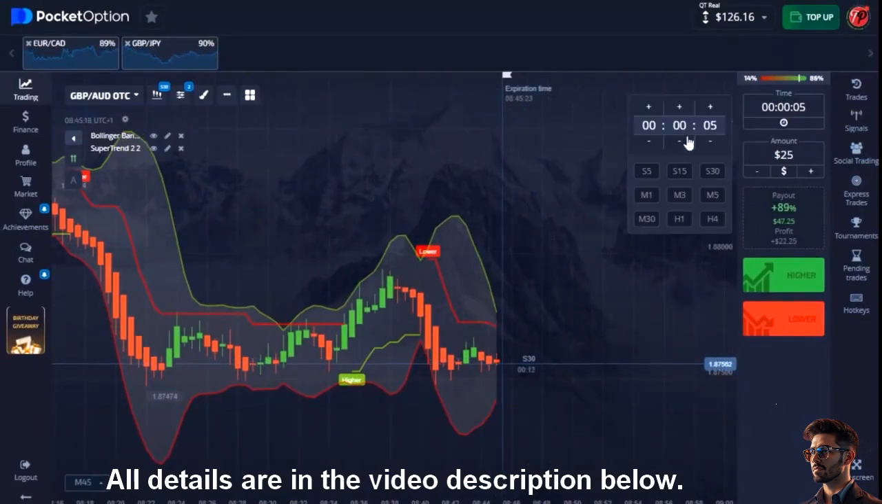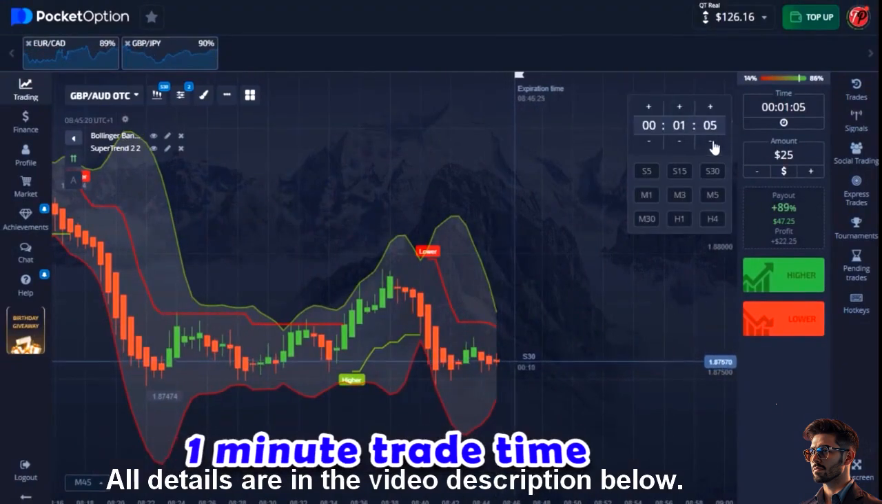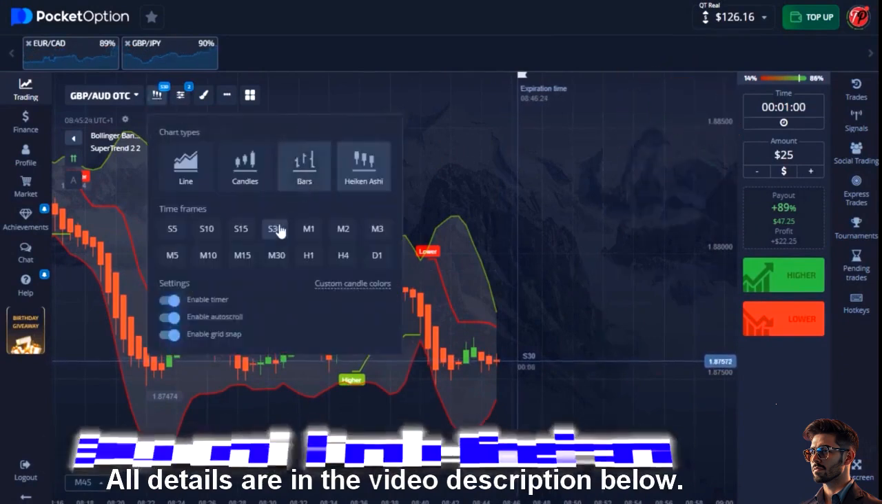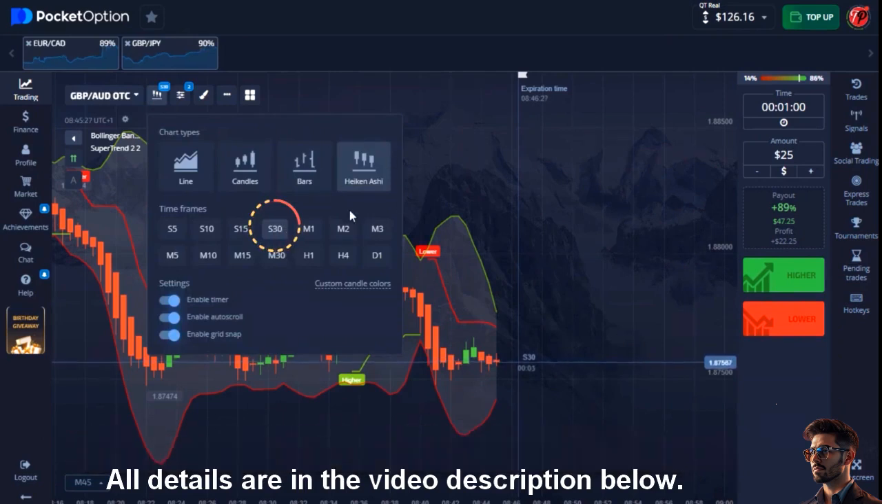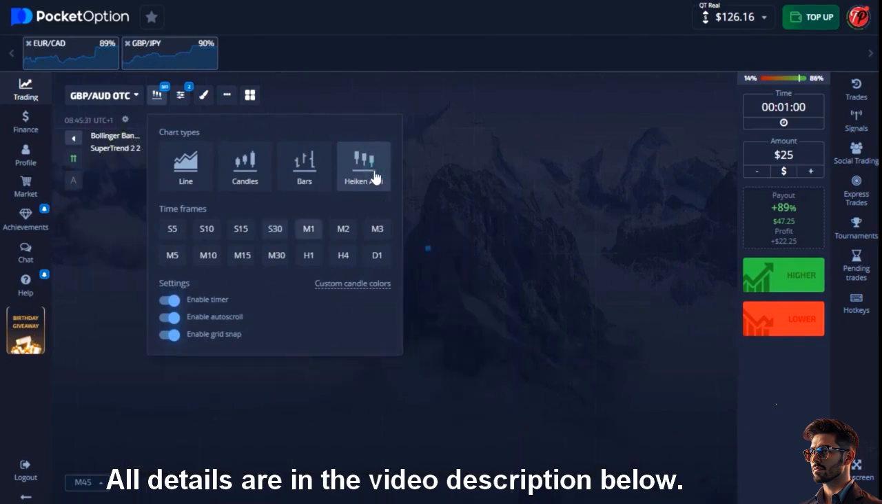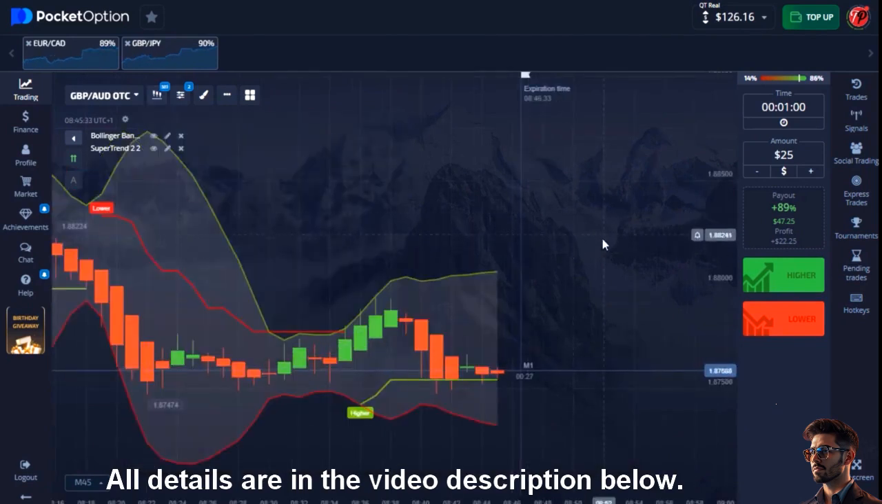All right. So of course, we're going to do this with 1 minute. It's a 1 minute strategy. Don't forget that. It's a 1 minute strategy and 30-second candle time frame. I'm also using it on a Japanese candlestick, which is Heikin Ashi candlestick. All right, so that's pretty much all you have to do.